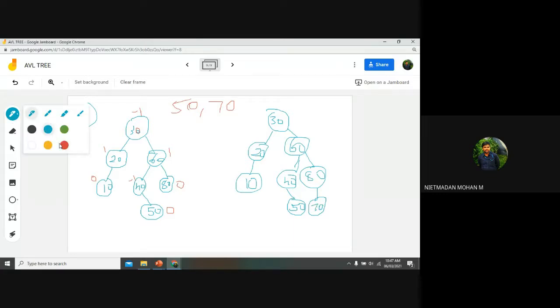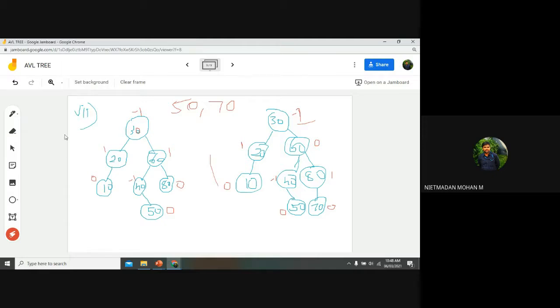So now you can check the balancing factor. For 70, it will be 0, and 50 it will be 0, 10 it will be 0. What is the balancing factor of 80? 1. What is the balancing factor of 40? -1. What is the balancing factor of 60? 0. For 20? 1. For 30? -1. Yes, 2 minus 3, so it will be -1. So now all the nodes satisfy the AVL tree concept. This is the final tree structure, and if you are getting it like this, it consists of the AVL tree concept.